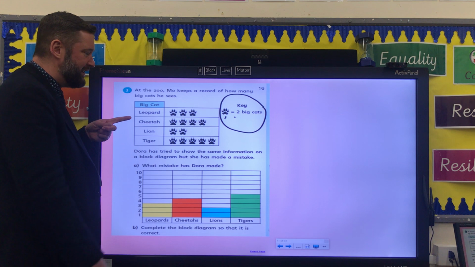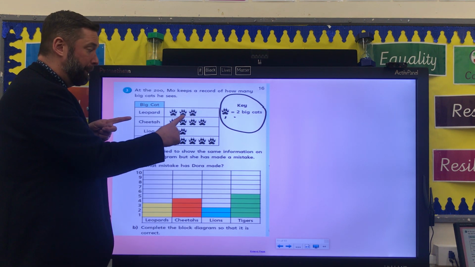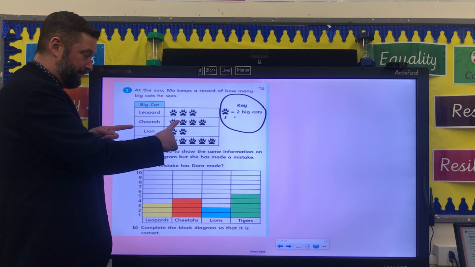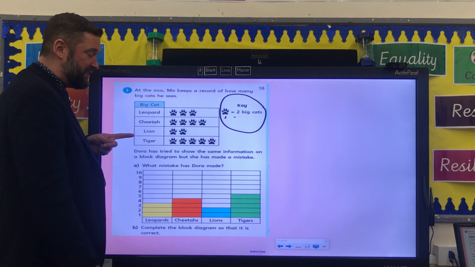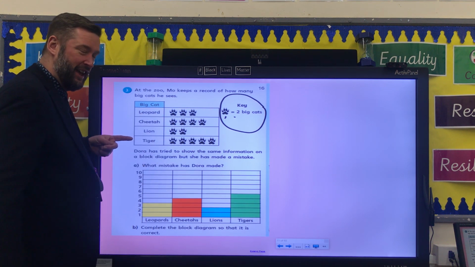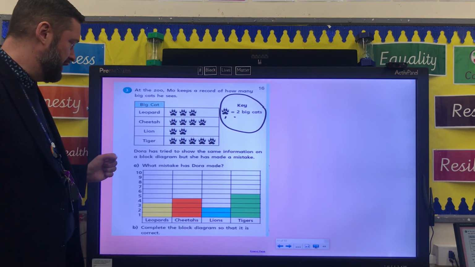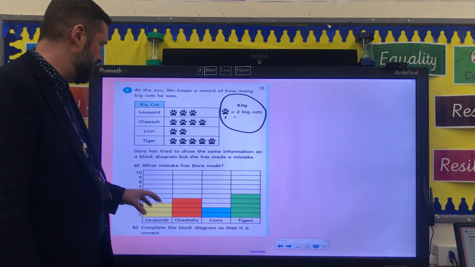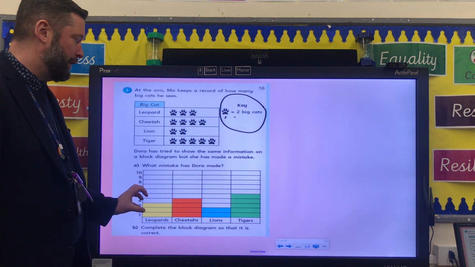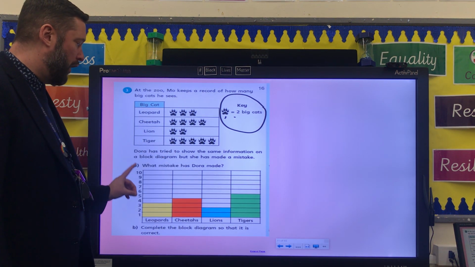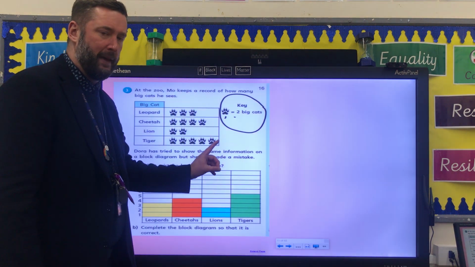This number of cheetahs, you count. This number of lions, this number of tigers. Okay, that's the correct information. Dora has tried to show the same information on a block diagram, but she's made a mistake. What mistake has Dora made?